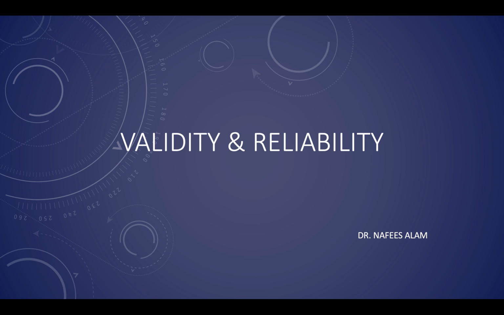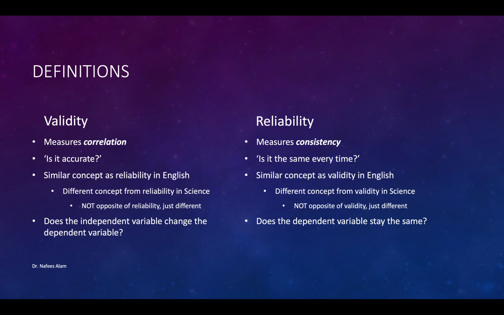Validity and reliability. In the English language, validity and reliability are generally used interchangeably. So when you mean validity, you also mean reliability. When you say reliability, you also mean validity. In science, though, they are different concepts. They're not opposite concepts, but they're just different concepts.